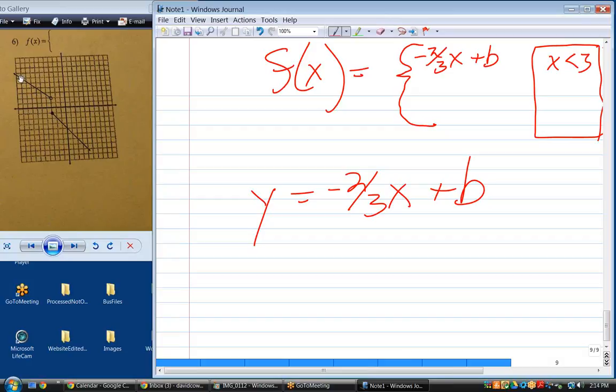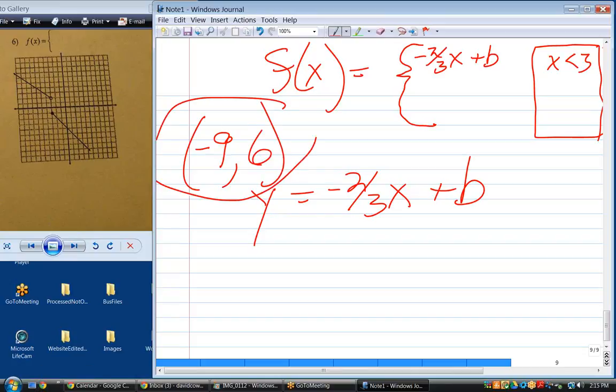What is it on the x-axis? It's -9. Okay, what is it on the y-axis? 6. Okay, so that point right here is in our equation, which means it has to satisfy this equation. If I plug in 6 for y and minus 9 for x, it's going to be right.